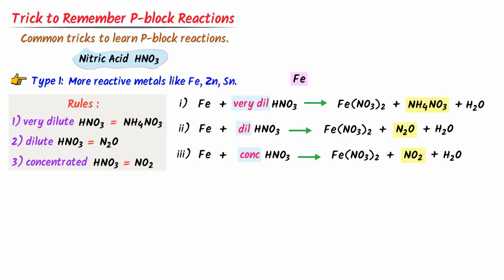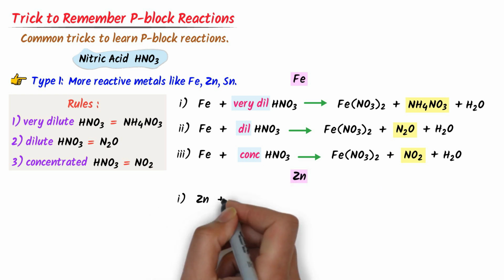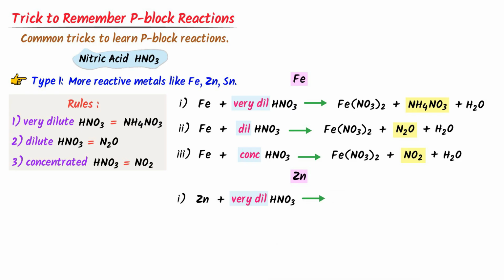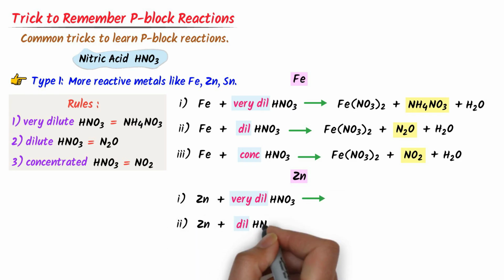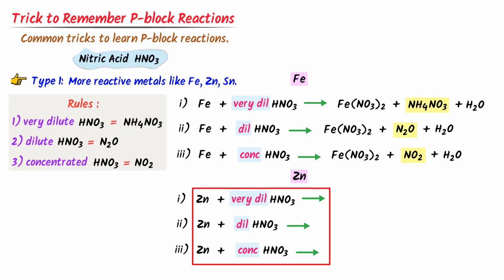Now consider the second reactive metal, zinc. Let zinc react with very dilute nitric acid. Secondly, zinc reacts with dilute nitric acid. Thirdly, zinc reacts with concentrated nitric acid. As usual, in all these three reactions, zinc nitrate and water are produced.